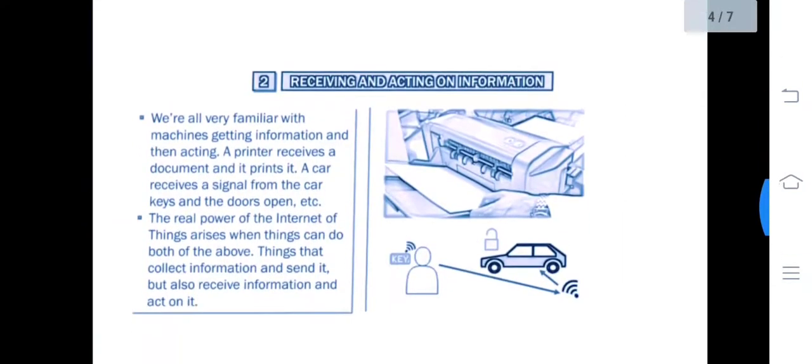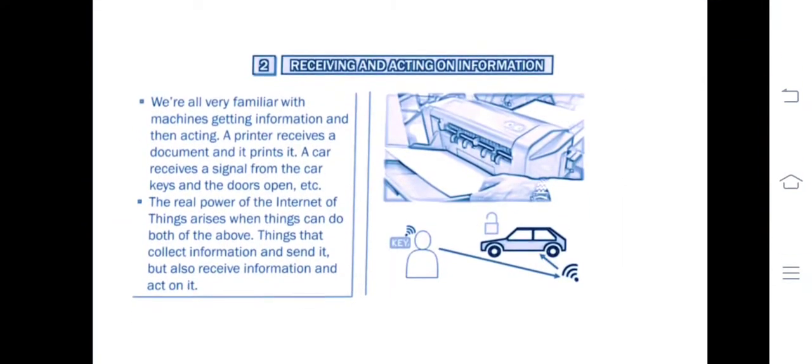Second one, receiving and acting on information. Now it will be connected with other devices. There may be an irrigation project that can be run with the help of the sensor also. If our sensor gives the output that irrigation is needed, and there is an irrigation facility connected with the sensor, the irrigation facility automatically starts. But what does it mean? Receiving and acting on information.